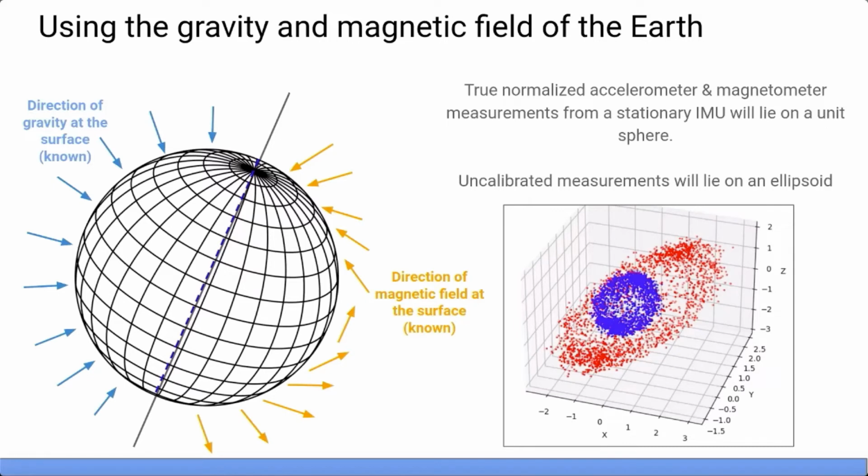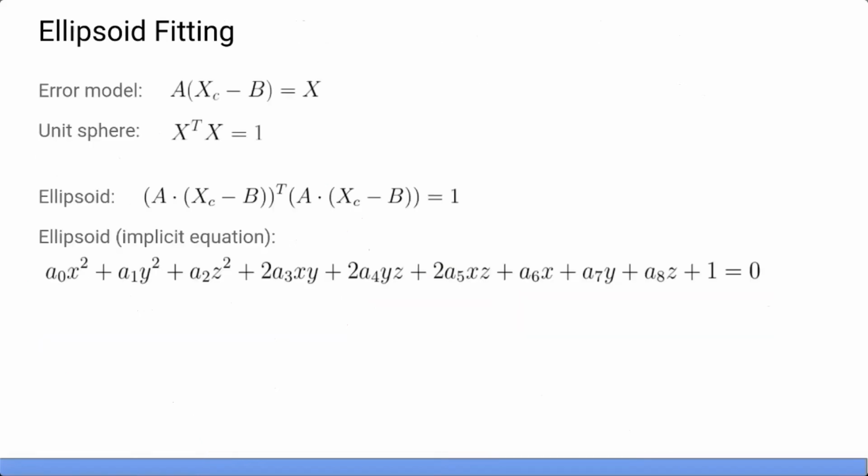But because of the errors mentioned in the previous slide, the uncalibrated measurements won't lie on a unit sphere, but they'll actually lie on an ellipsoid, which does not have its center at the origin. So the idea is that if we are able to find the equation of this ellipsoid, we can use that equation to calculate the calibration parameters, which we can use to calculate the transform that will transform our uncalibrated measurements to the calibrated domain. So in this slide, I have shown the error model that we are using.